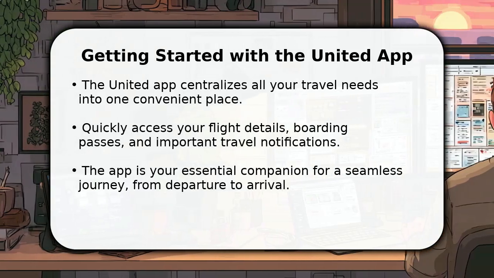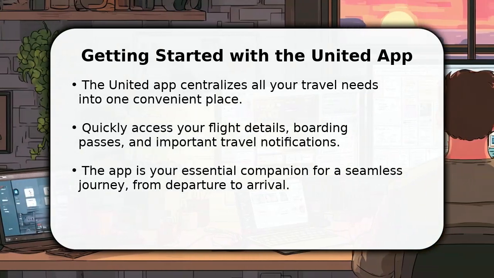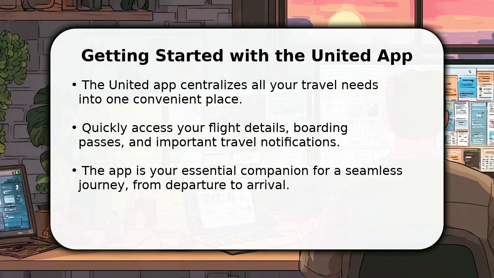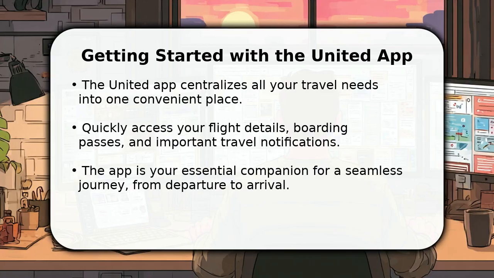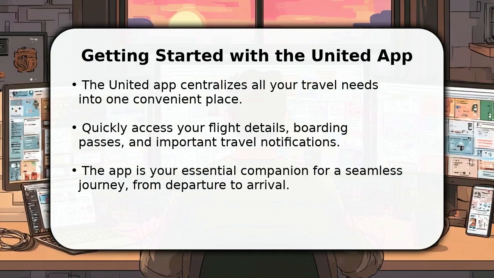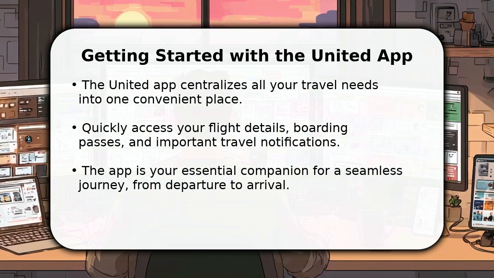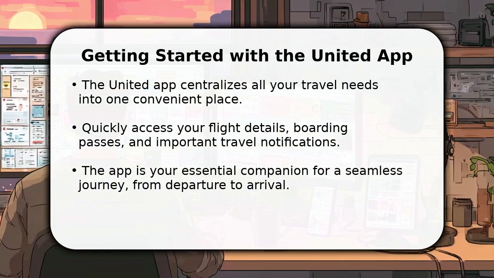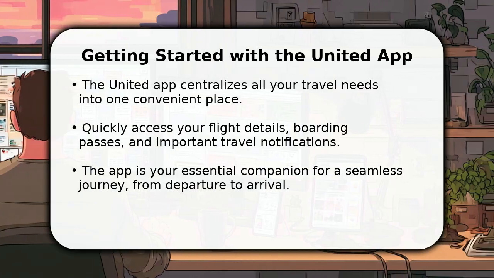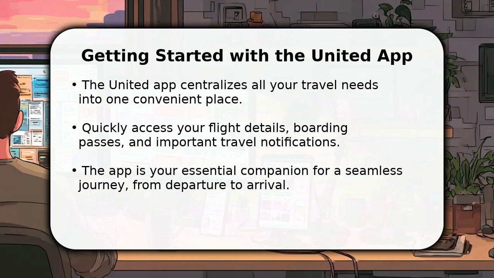In this video, I will explain how to use the United Airlines app. This powerful tool puts your entire travel journey right in your pocket, making it incredibly convenient. You can manage bookings, check flight status, and access important travel information with just a few taps. It is truly designed to make your journey smoother, from planning to arrival, keeping you informed every step of the way.